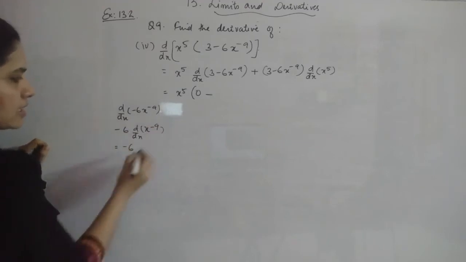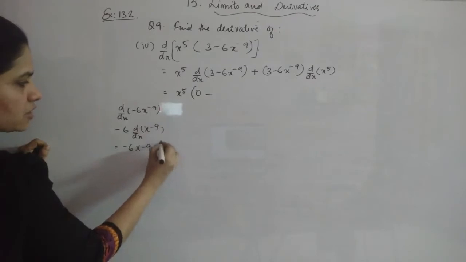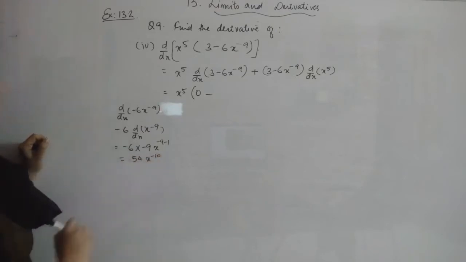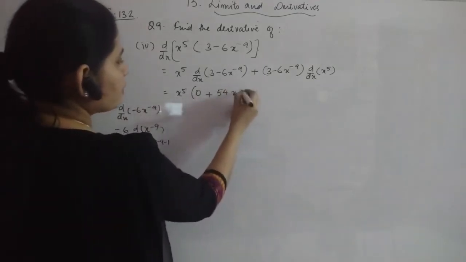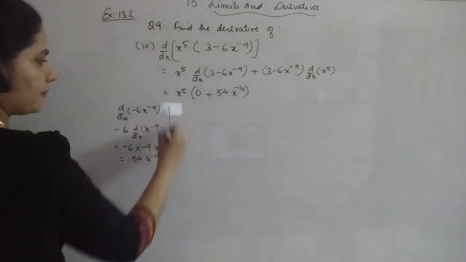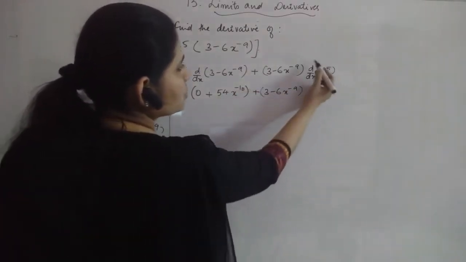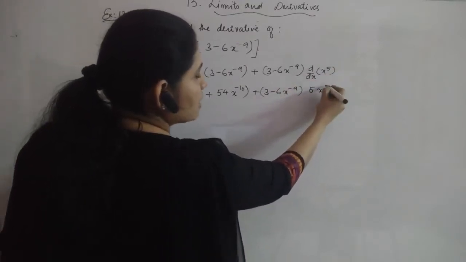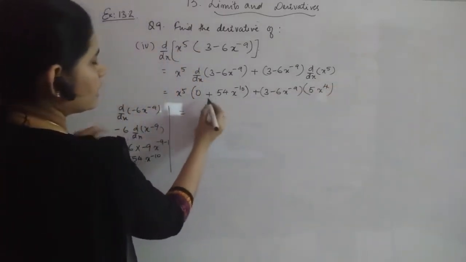So this will give you minus 6 into minus 9 n x raised to n minus 1, minus 9 minus 1, that is minus 6 into minus 9 will give you plus 54 x raised to minus 10. So I am just writing the answer as 54, this will become positive, 54 x raised to minus 10. Okay, plus 3 minus 6 x raised to minus 9 into the derivative of x raised to 5, again n x raised to n minus 1, 5 into x raised to 5 minus 1 is 4. Okay, so that now we can combine this.